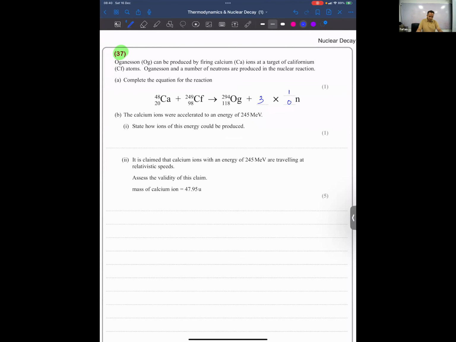The calcium ions were accelerated to an energy of 245 mega electron volts. State how ions of this energy could be produced. 245 mega electron volts. Yes, cyclotron. It's a one marker, so you can say by accelerating it using a cyclotron or accelerating in a cyclotron.